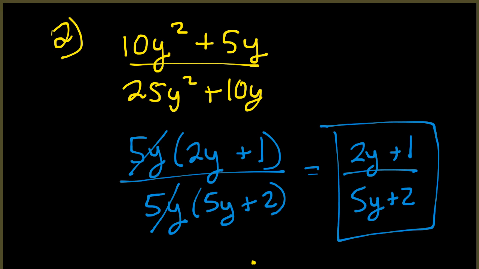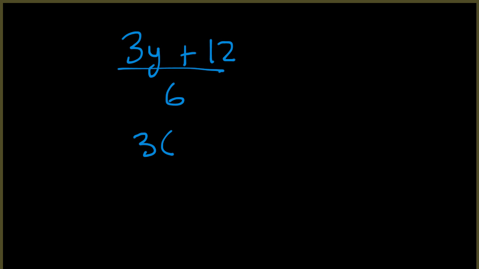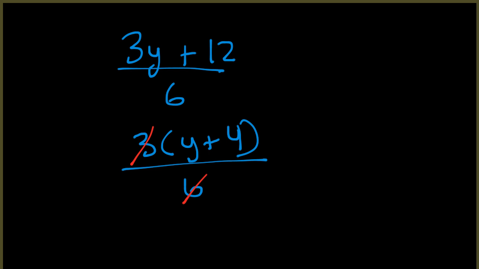Okay, moving on. And the last problem, which is 3y plus 12 all over 6. So what we need to do is just factor the numerator. I'm going to divide a 3 out, and I'm left with y plus 4 all over 6. What I can simplify, divide out, is a common factor of 3, left with a 2 here. So my final answer is y plus 4 all over 2.